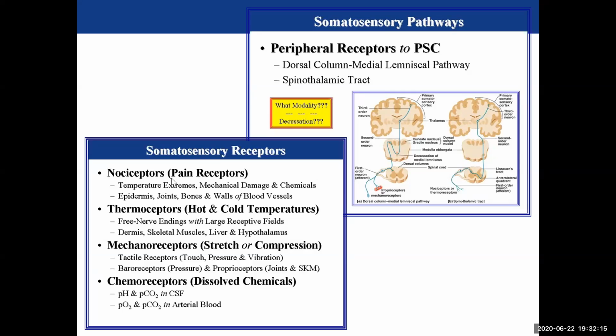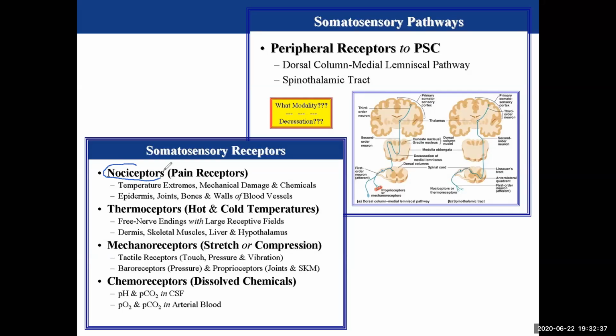So the receptor that detects noxious stimuli, N-O-X-I-O-U-S, noxious stimuli will allow you to perceive pain. And the receptors detecting noxious stimuli are called nociceptors, leading to pain perception. So temperature extreme, mechanical damage, excessive chemicals that can burn your skin, that will activate the nociceptors. And they're located in skin surface, epidermis, joints, bones, walls of blood vessels.